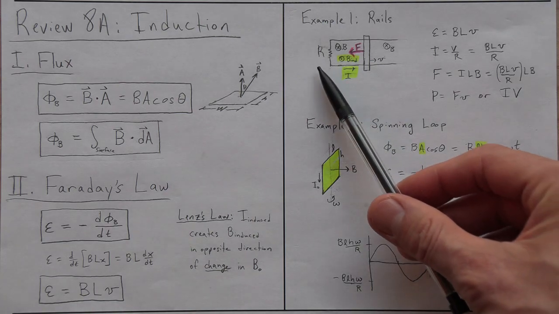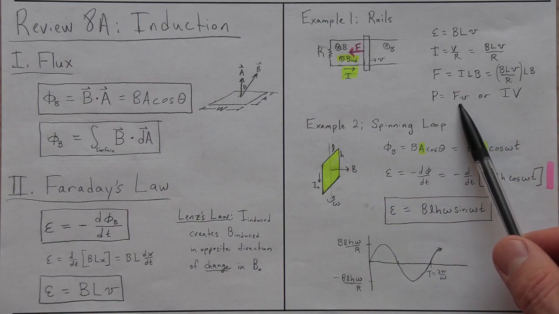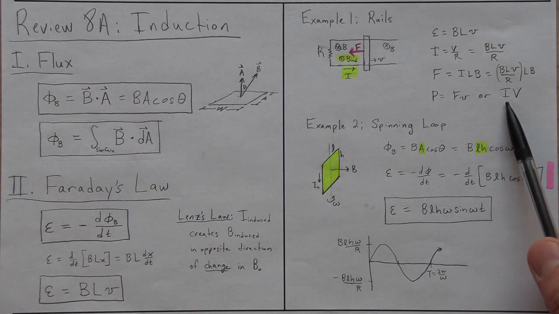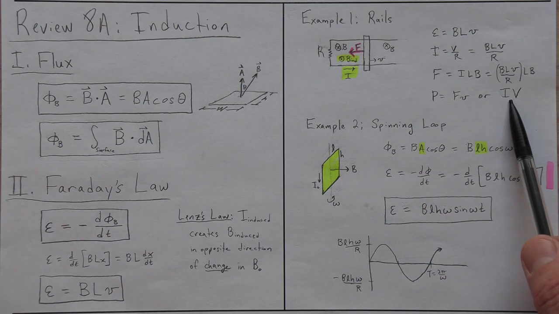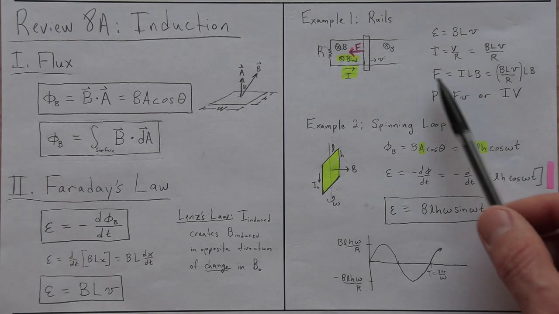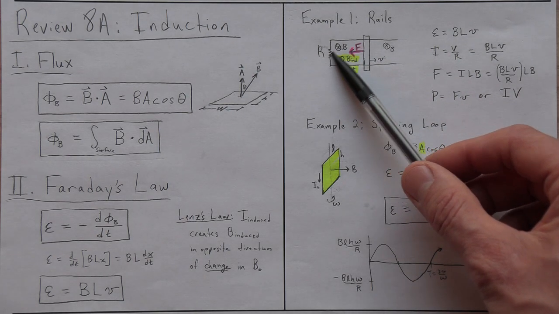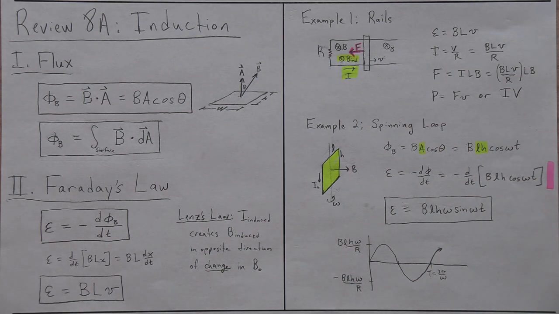And the power in the resistor, I could either use a mechanics equation, force times velocity, or a circuits equation, IV, or I squared R, or V squared over R. So any power formula, mechanics or circuits, will get you the power in that resistor. So that's example 1.